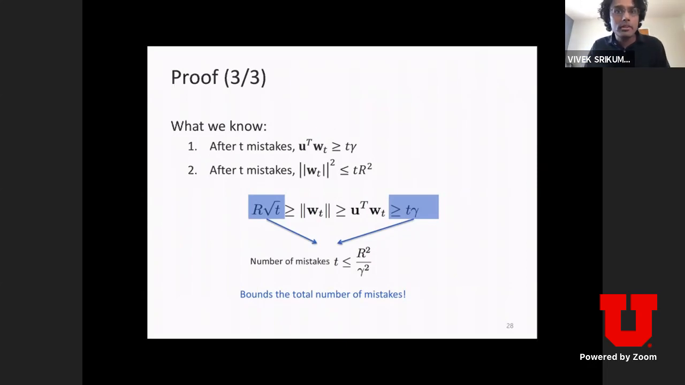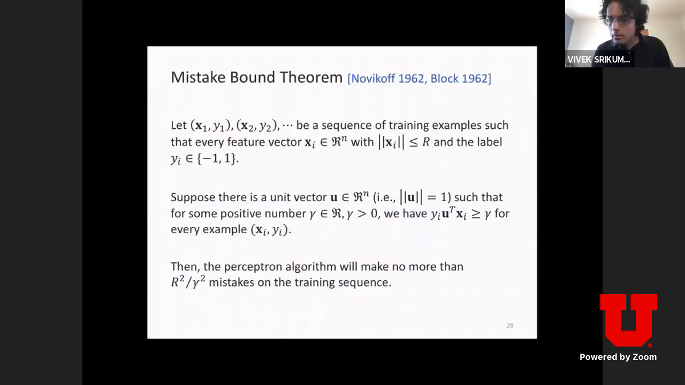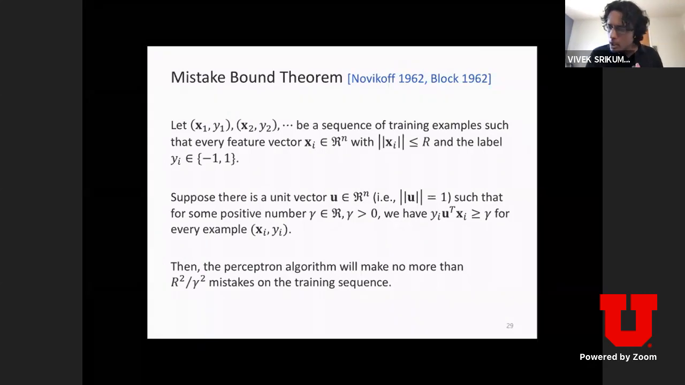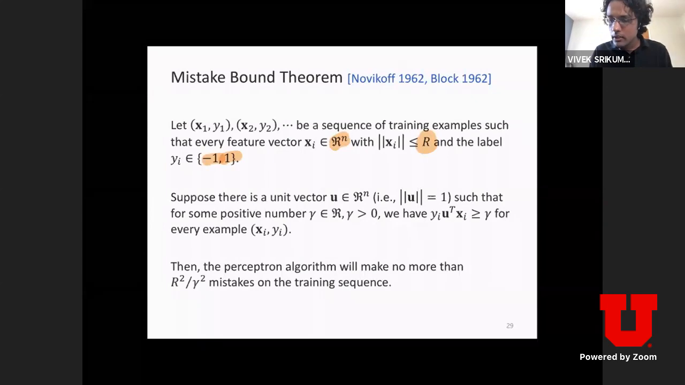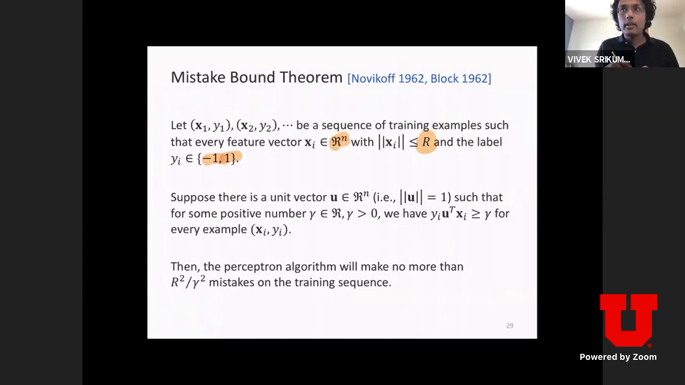Let me pause for questions and I can pull up the mistake bound theorem once again, and I'll go over the theorem as you're thinking or typing questions. So the mistake bound theorem says, given a sequence of examples, x1, y1, x2, y2, and so on, where every example is some n-dimensional data point, and every feature vector is bounded by R on top, and the labels are -1 or +1.